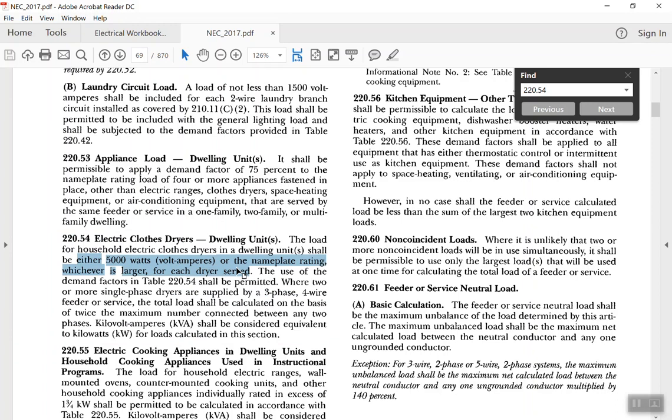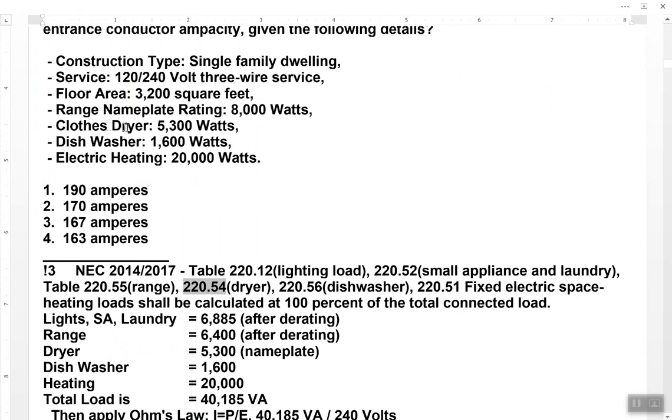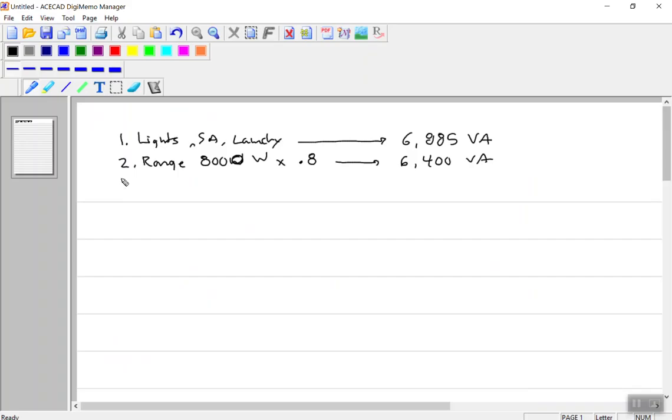I do want you to highlight that. 220.54, that's what it says. So in our case, 5,300 is bigger than 5,000, so we use 5,300, okay? So back to the question. For the clothes dryer 5,300, we just put in our notes 5,300, okay? So number 3, the dryer, 5,300 watts is simply in our notes 5,300, and that's all there is to that. Now if we needed the table, then we use the table, but we didn't in this case.